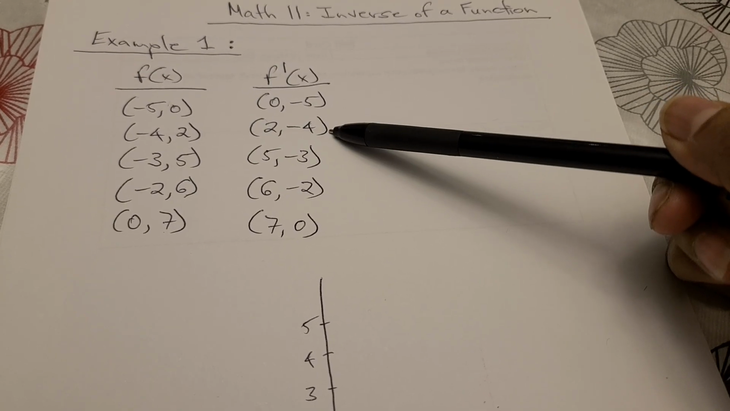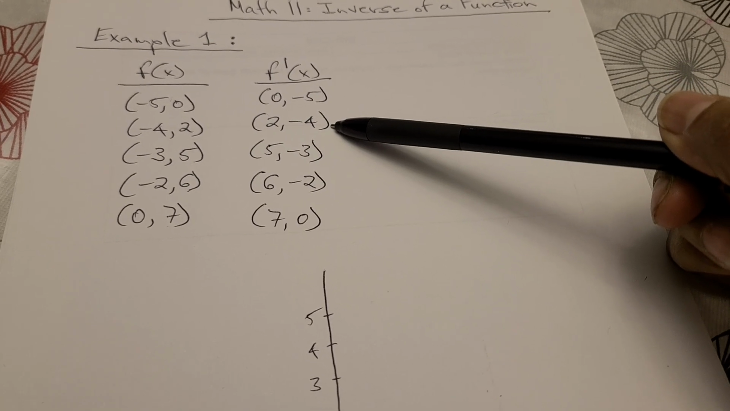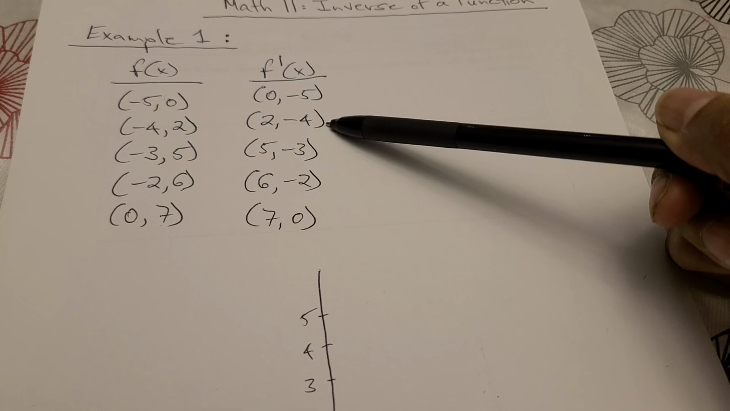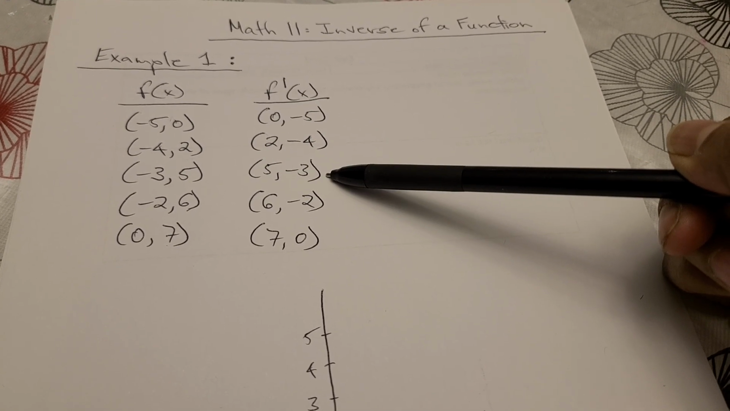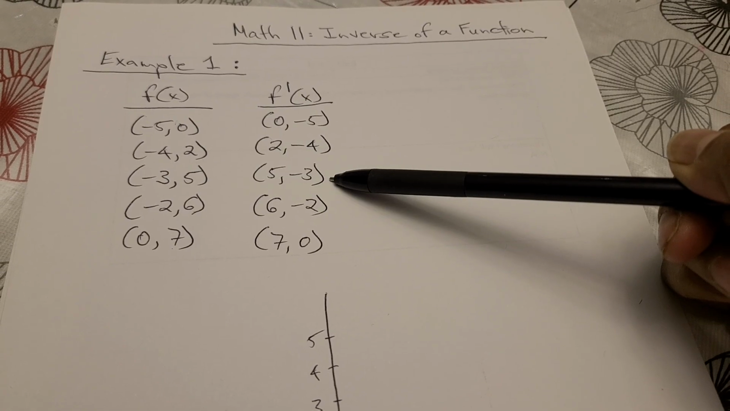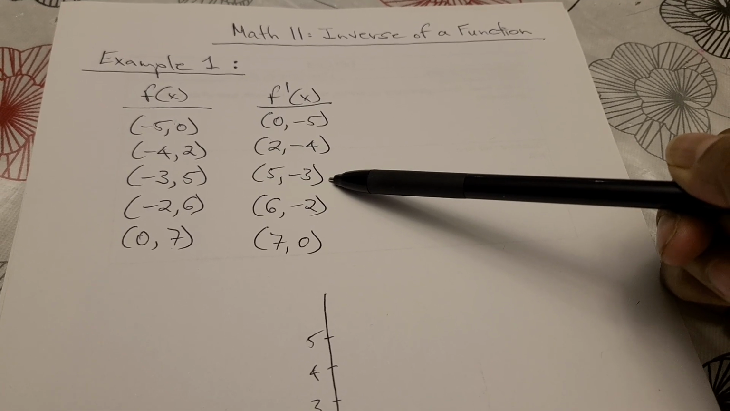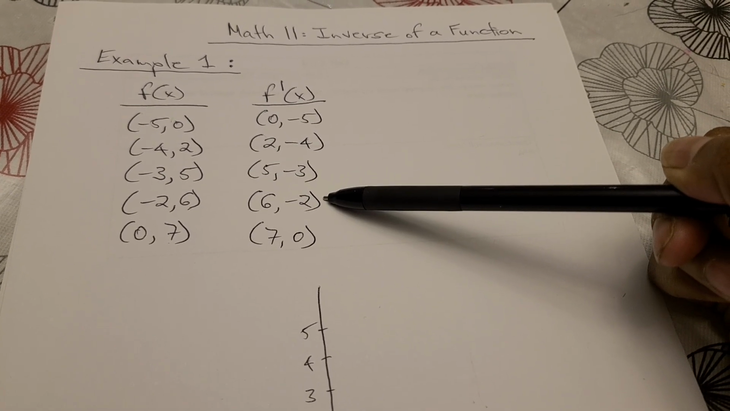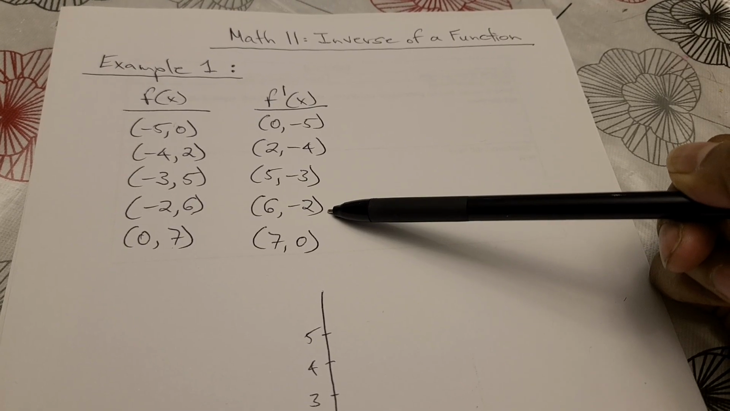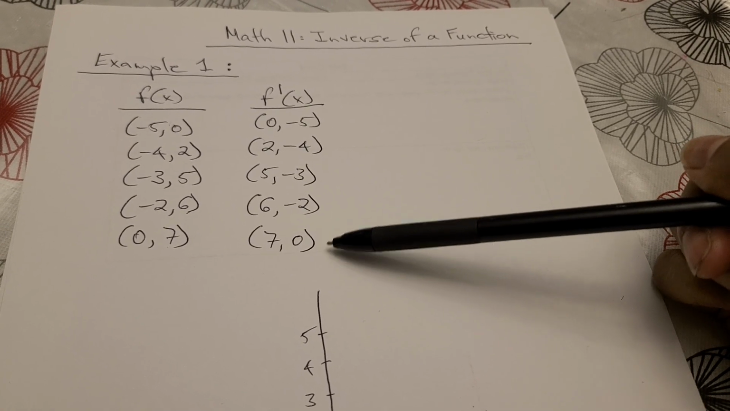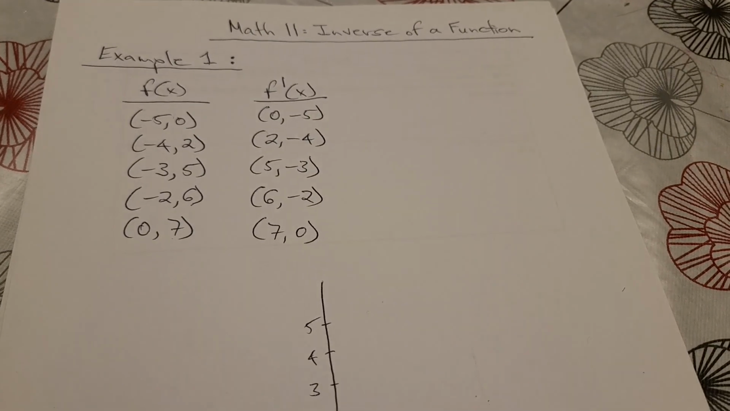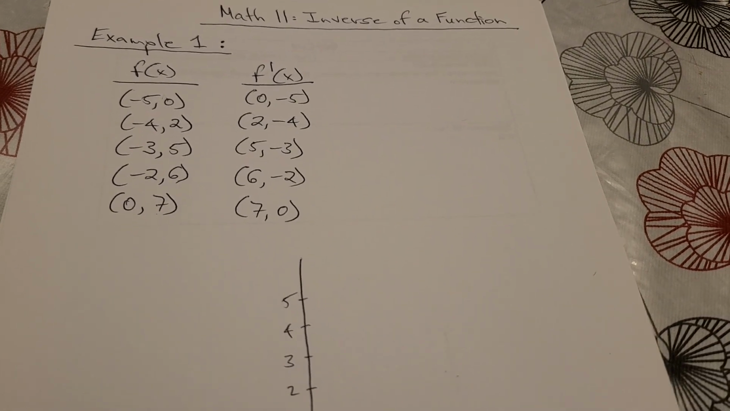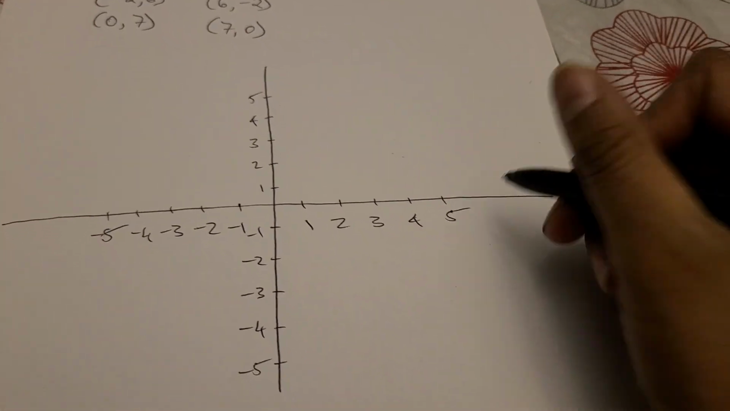So it's 0 and -5. The next coordinate is -4 and 2, and you're going to reverse that to 2 and -4. Then the next coordinate is -3 and 5. It becomes 5 and -3. And then -2 and 6 becomes 6 and -2. And the last coordinate is 0 and 7. When you reverse that, it's going to be 7 and 0. Okay, so let's actually graph this out.